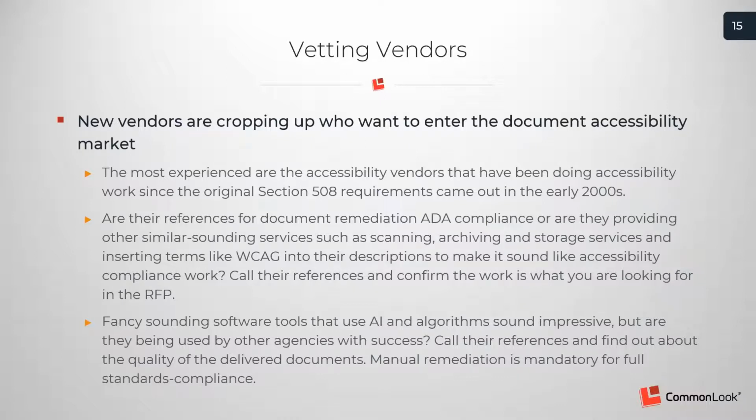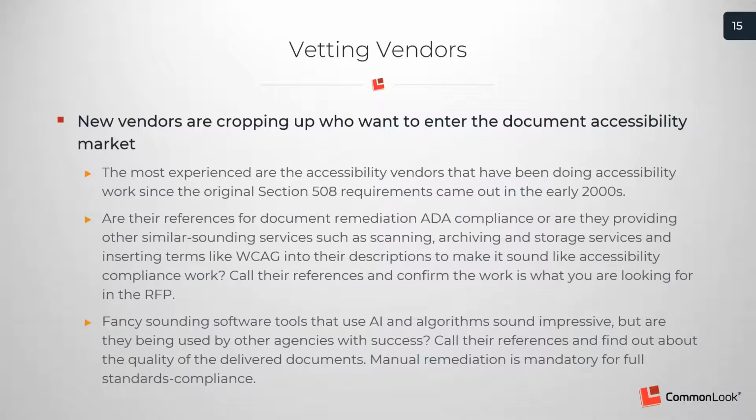So if you're a government agency and you've got a 10,000-page remediation project for WCAG compliance, you're going to want to find out from some of the references that are supplied whether they did projects of the same size, scope, and scale, and to the quality that you're asking for. I have seen RFPs where the project was over $1 million, so it was a very large project, and some of the references were: I did document remediation for $800 for this company or this organization.